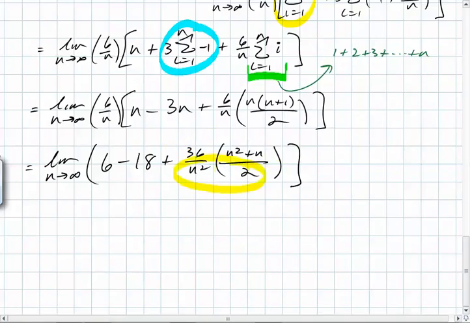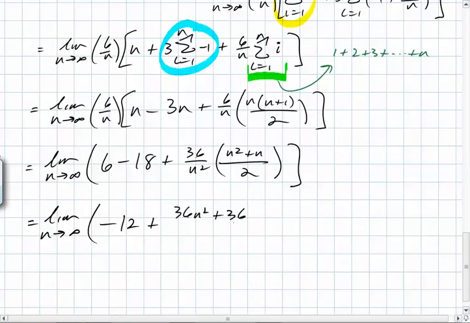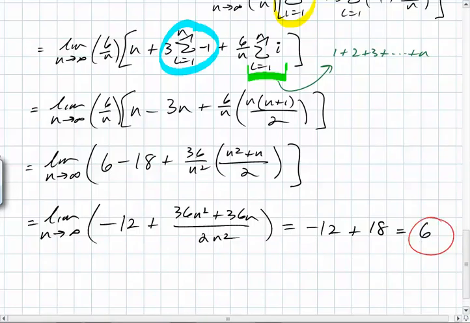Is that a good thing? Yeah, that's absolutely a good thing, because if they weren't the same, what would be the problem? You'd either be getting 0 or it'd be bad. So what do you get here? Negative 12 plus 36n squared plus 36n all over 2n squared. So what does that limit equal? Negative 12 plus 18 equals 6. It equals 6. Seems like a lot of work to get a single answer, don't you think?